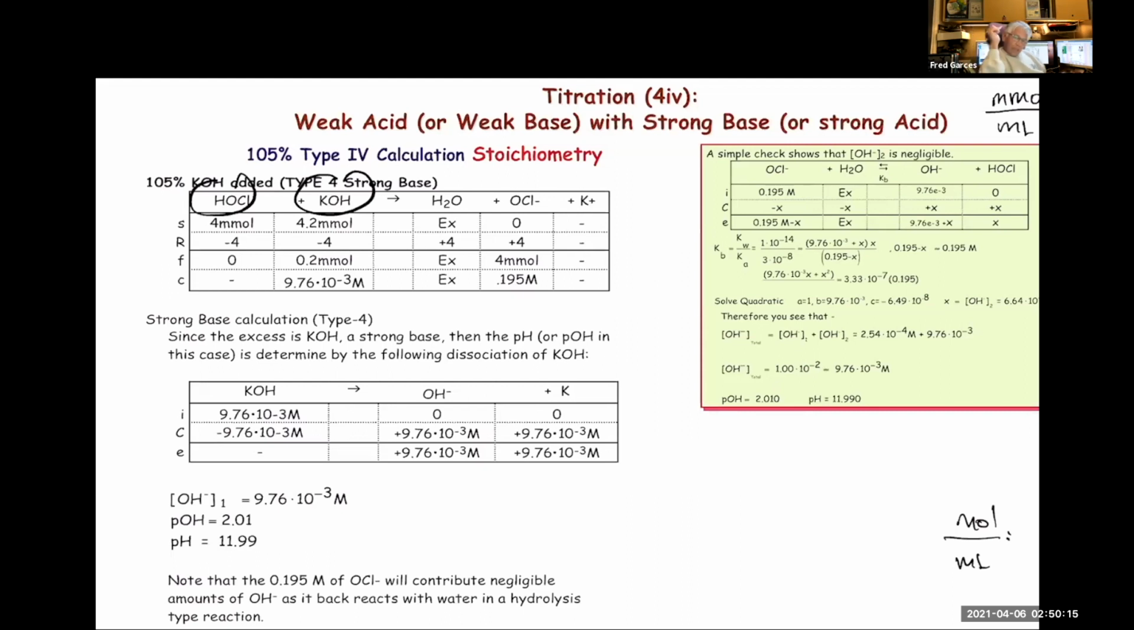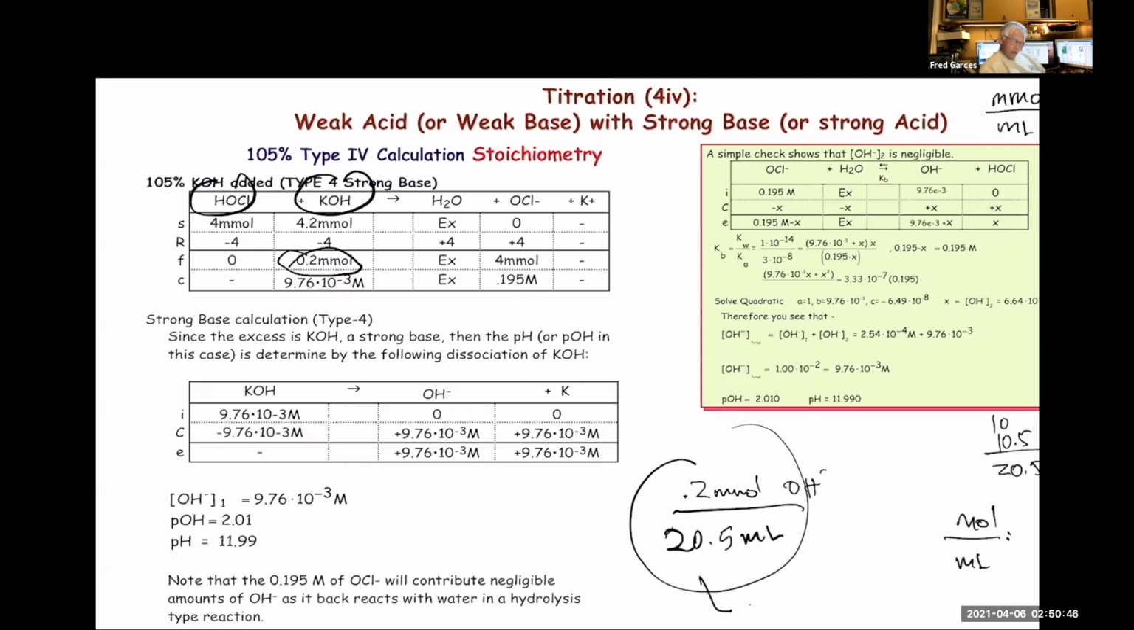Okay, so let's get to this last part. We have excess base to the tune of 0.2 that went unreacted. If we know we have 0.2 millimoles of hydroxide unreacted, and I know my total volume, what is my total volume? 10 of my acid plus 10.5 of my base that we reacted, that's 20.5. So my total volume is 20.5 milliliters. That now gives a concentration of my hydroxide. If I take the negative log of that, I get 2.01. Subtract that from 14, and I get 11.99.